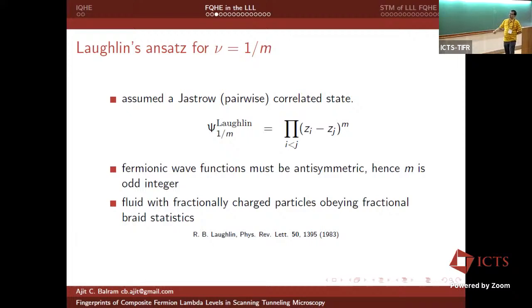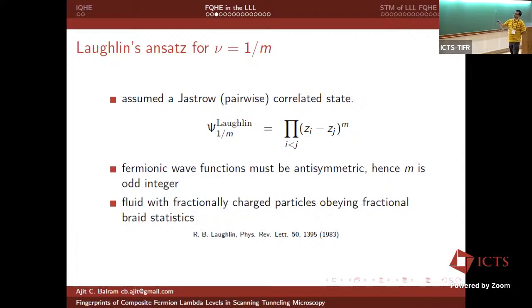So Laughlin guessed this so-called Laughlin wave function where you take the integer quantum Hall state at nu equal to 1 and raise it to some high power m. So he assumed that electrons are pairwise correlated, and some motivation for this came from the fact that electrons interact Coulomb-wise, so that's a pairwise interaction. So electrons, he assumed, are always correlated in this Jastrow or pairwise form.